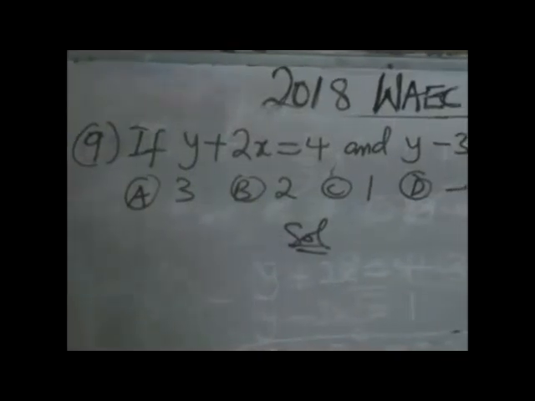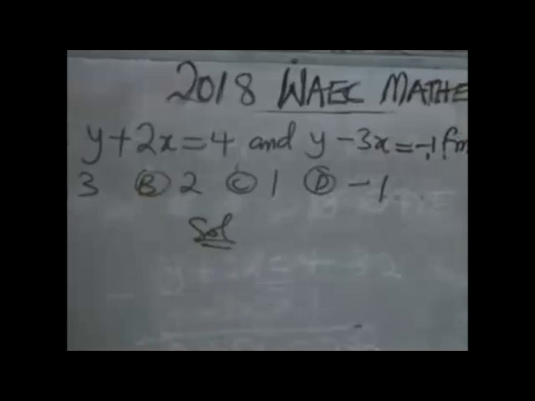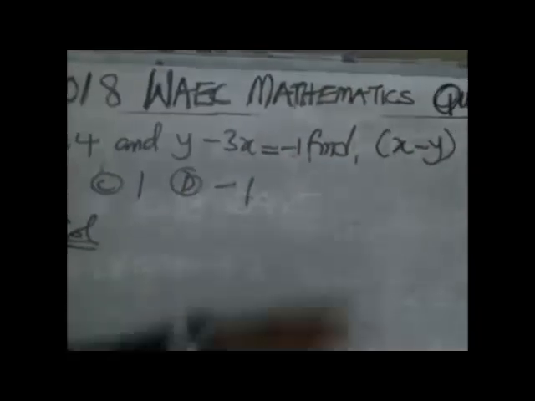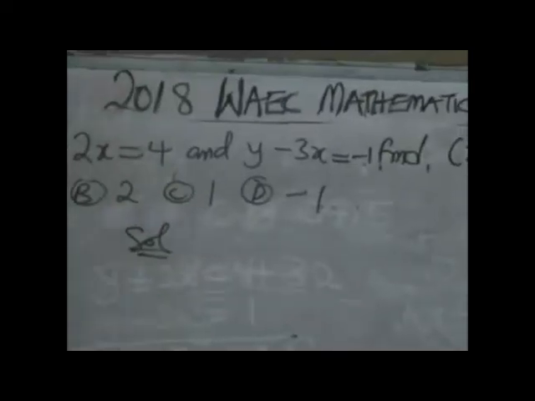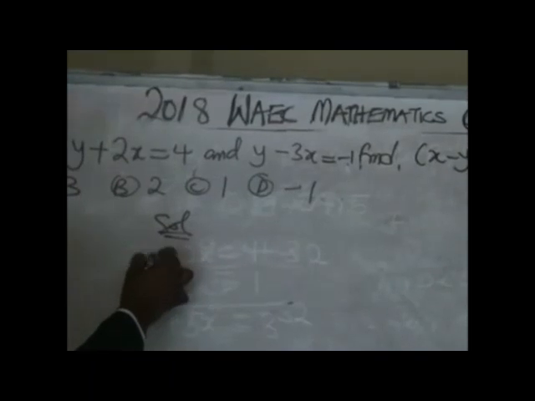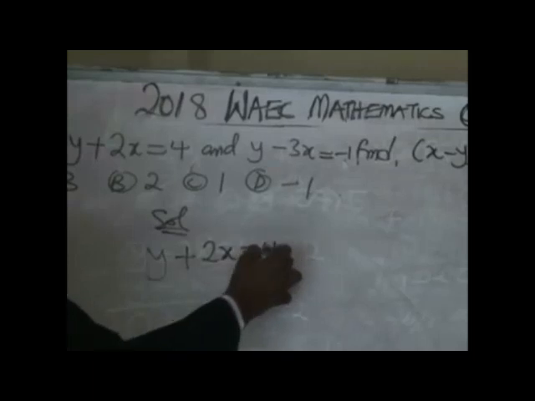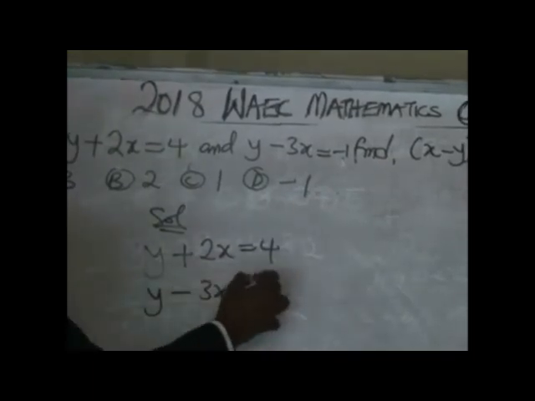Here is question 9 of 2018 WAEC mathematics questions. It states if y plus 2x equals 4 and y minus 3x equals minus 1, find the value of x minus y. This is a simultaneous equation. So what you simply do is to bring out the equations down: y plus 2x equals 4, then y minus 3x equals minus 1.